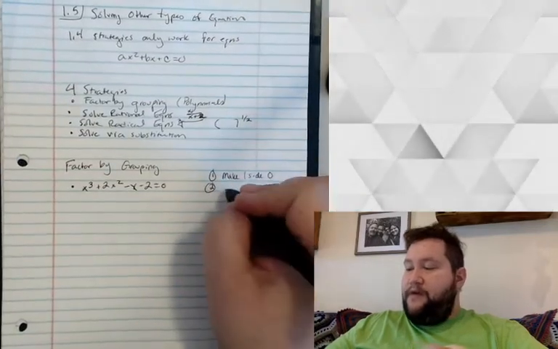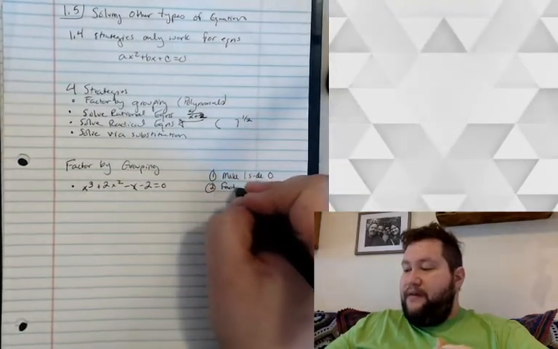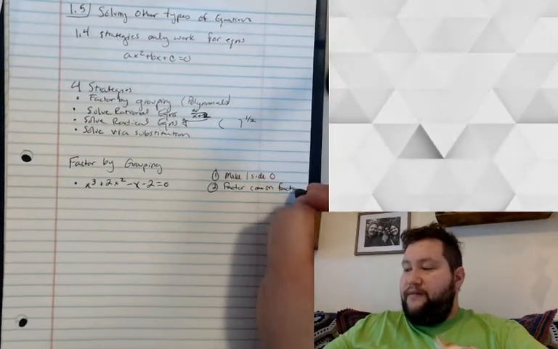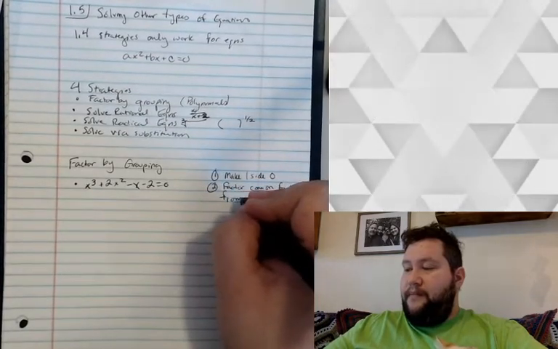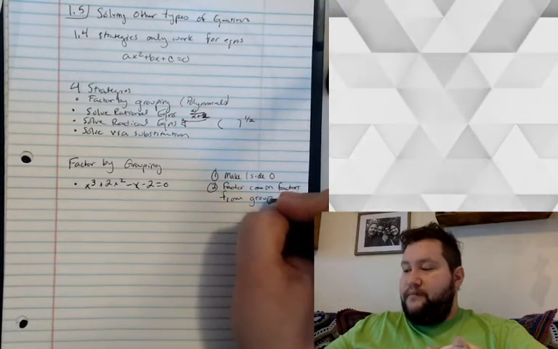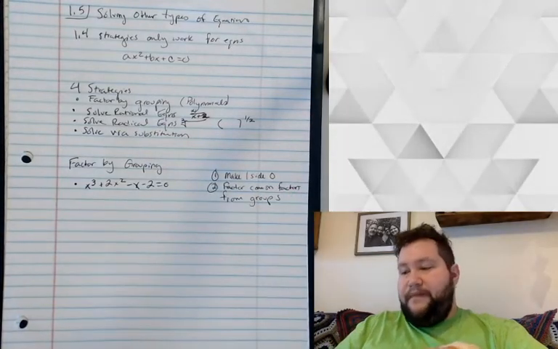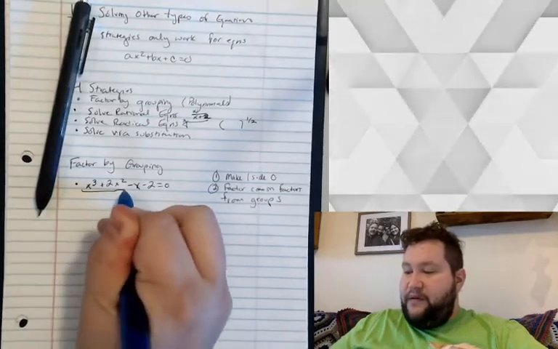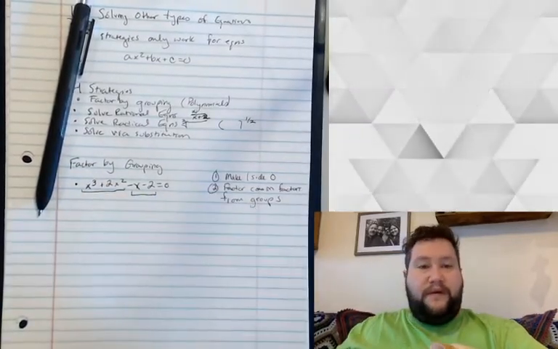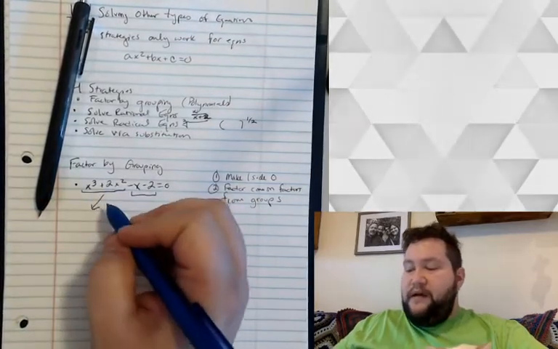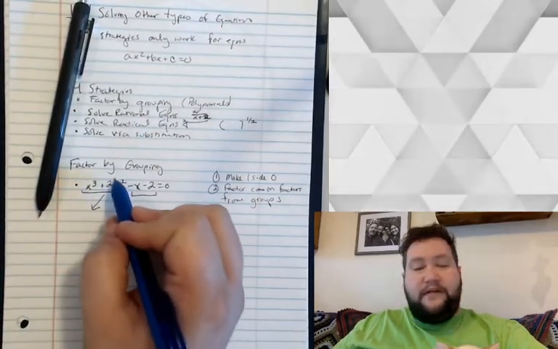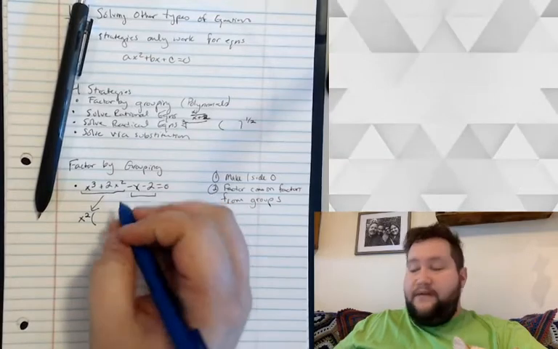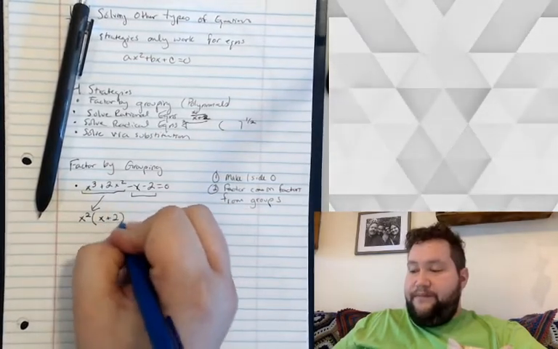And now we're going to find common factors from groups. So what I mean by that is, instead of trying to factor out of everything, let's look at just this group of 2 and this group of 2. So here, this is an x cubed and a 2x squared, so each of them have an x squared as a factor. And so we can factor that out, and we're left with x plus 2.